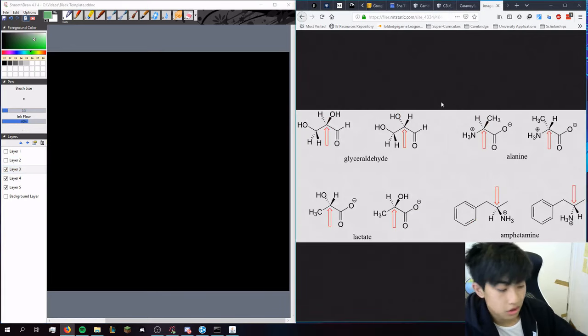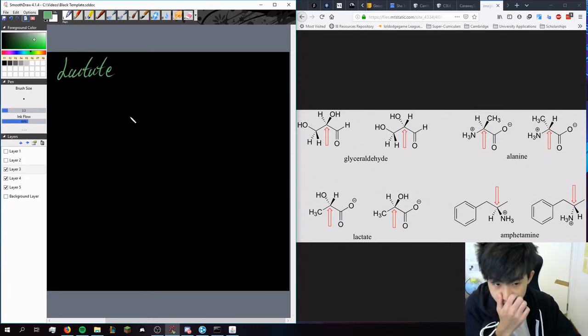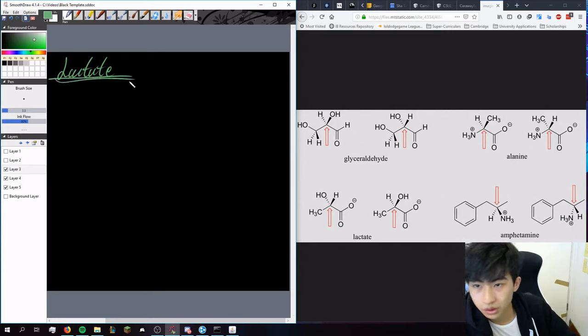Of lactate. So here we have lactate. Let's draw it out first, trying to work out which one, the left or the right one, is R or S. So let's draw it out. Let's start with the right one, actually.